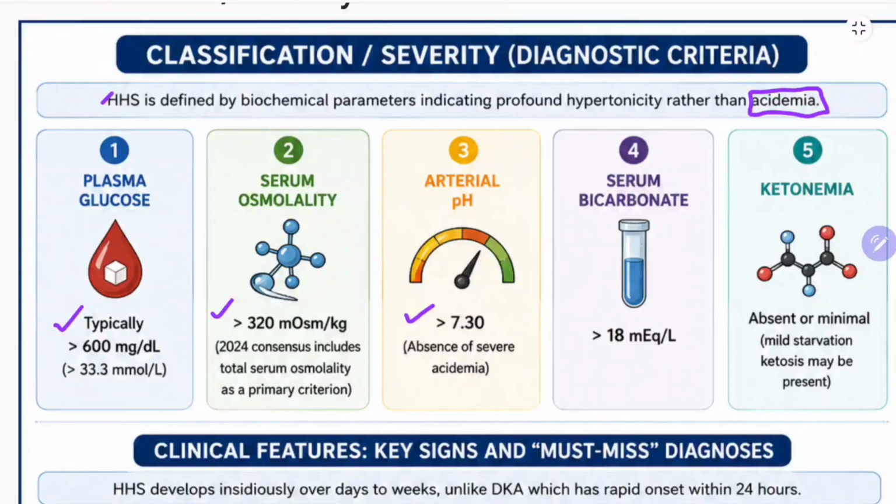But arterial pH is more than 7.3, which is normal, and bicarbonate will be more than 18, which is also normal. Ketonemia will be absent to minimal. Mild starvation ketosis may be present. So the main thing is increased serum osmolality. It is in the definition only, and the definition defines the criteria for diagnosis.